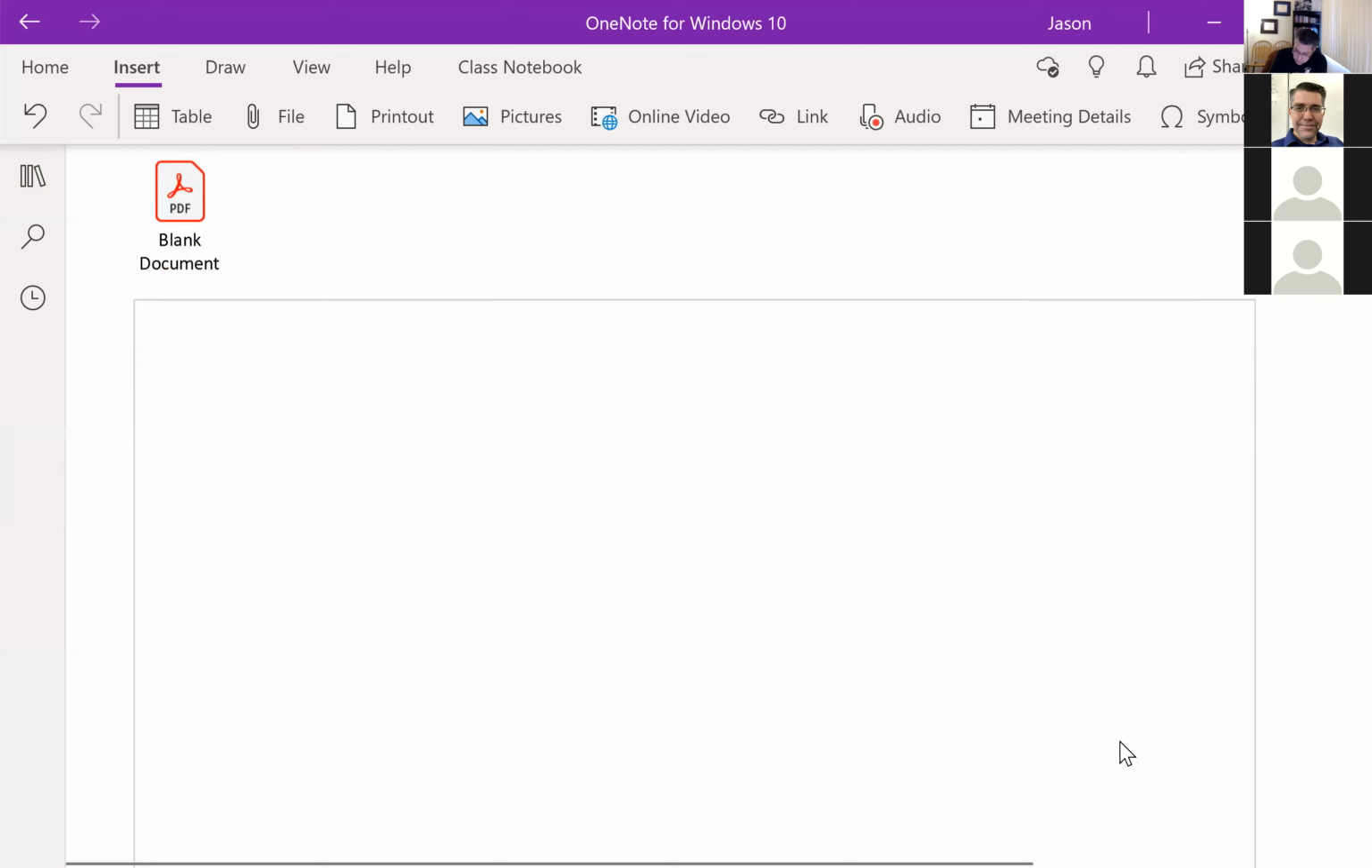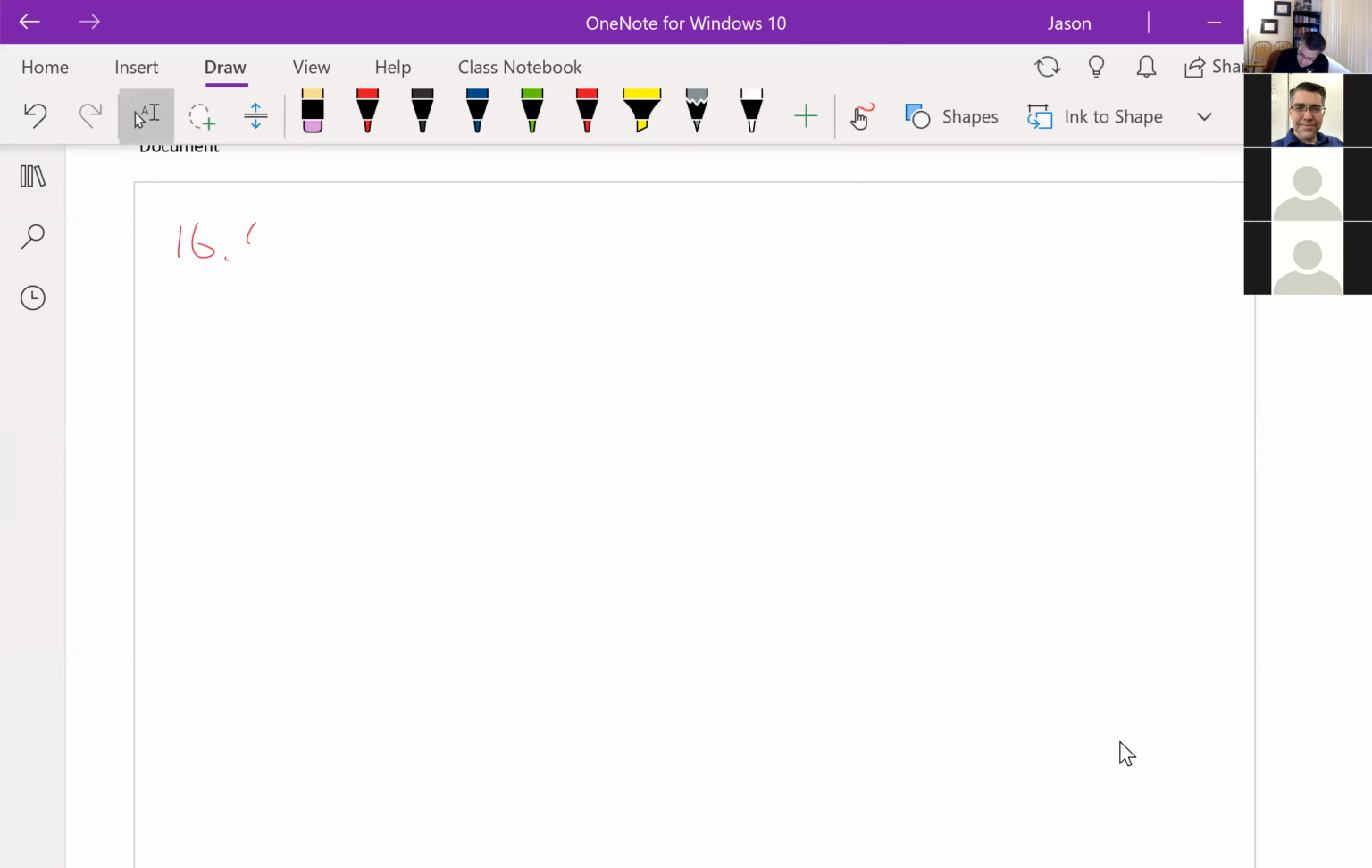Okay, let's do 16.4. Okay, 16.4 is Green's theorem.